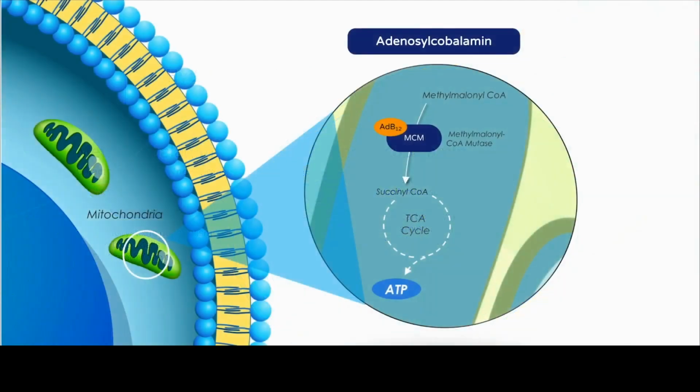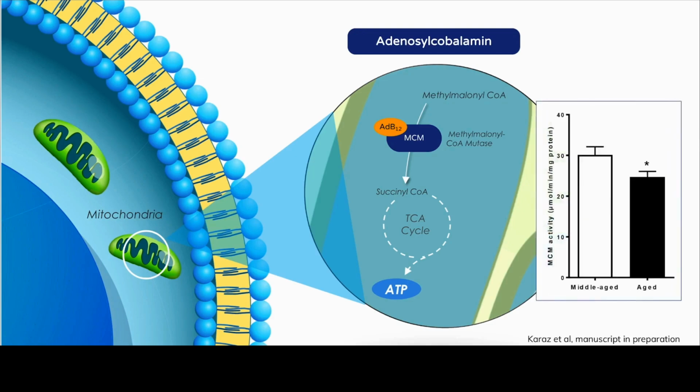So in the mitochondria, as I mentioned before, adenosylcobalamin is a cofactor for methylmalonyl-CoA mutase, which plays a key role in the formation of ATP, which is the cellular energy currency. As we get older, the activity of this enzyme declines. And this is recent data showing that enzyme activity in skeletal muscle was lower in old rats compared to middle-aged rats. And this suggests that adenosyl B12 might make more sense for older individuals.